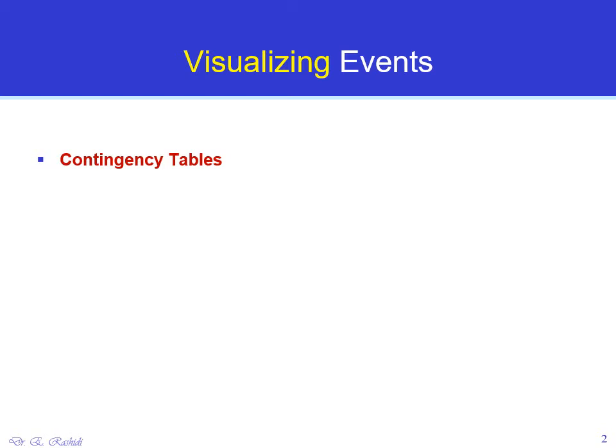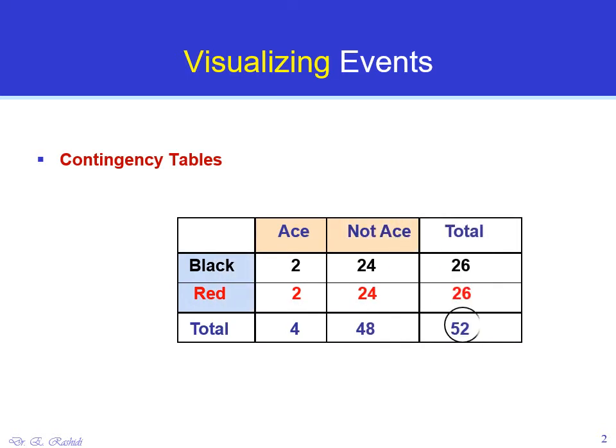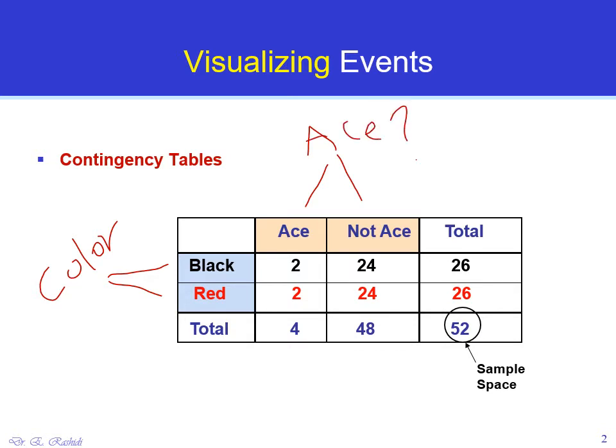For example, suppose we are drawing a card from a deck of cards, and the variable that we are interested in is whether we draw an ace card or non-ace card, or the color of the card, red and black. So this is a contingency table for that event. We have the color of the card on the rows, and whether we have picked an ace or not on the column. And then we fill it out with the possibilities of this outcome.